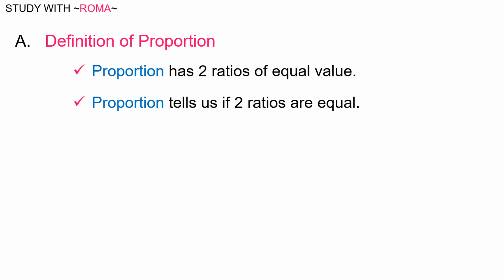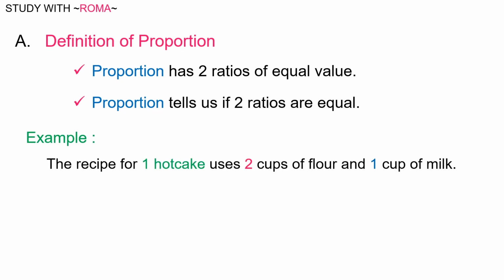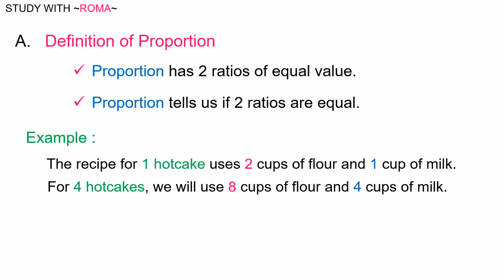Definition of proportion. Proportion has two ratios of equal value. Proportion tells us if two ratios are equal. For example, the recipe for one hot cake uses 2 cups of flour and 1 cup of milk. For 4 hot cakes, we will use 8 cups of flour and 4 cups of milk. In this example, we have two equal ratios, 2:1 and 8:4. Since 2:1 is equal to 8:4, then we formed a proportion.